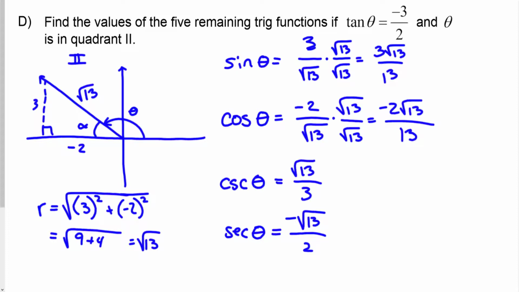Then the last one is going to be cotangent. And since I already had tangent, this is just the inverse of that. So in this case, -2/3. So there's a lot covered in this video. There's going to be a lot covered in the next video as well. We'll bring it all together before we get to the end of, at least to the end of chapter 6.